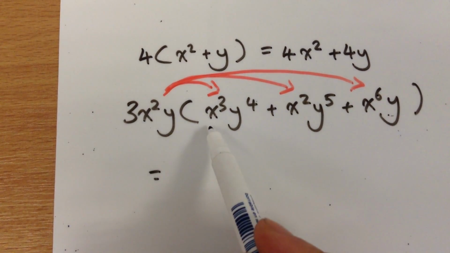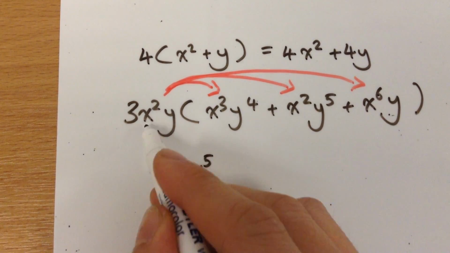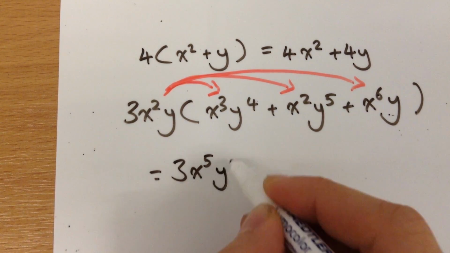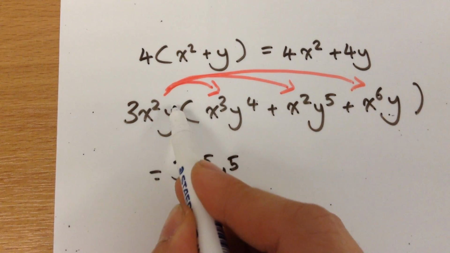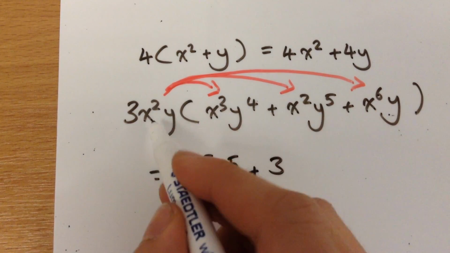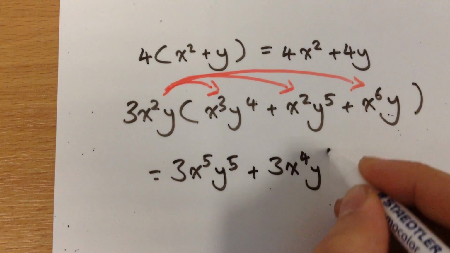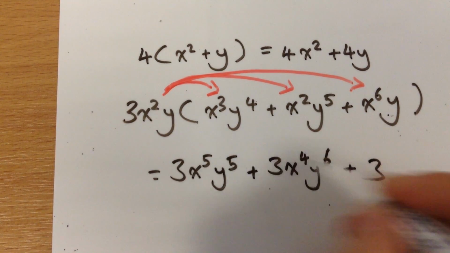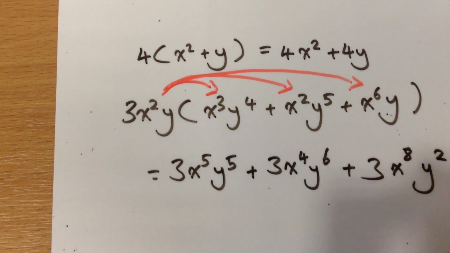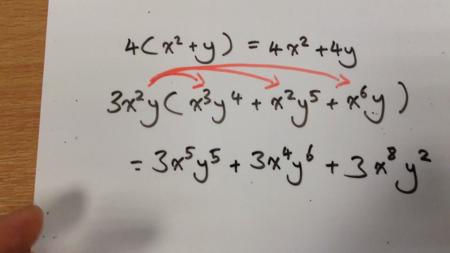3x squared y times x cubed y^4 is 3, x squared times x cubed is x to the power 5. When you multiply indices, you add the power. 2 plus 3 gives you 5. y times y^4 is y^5. Again, when you times indices, you add the power. 1 plus 4 gives us 5. 3 times x squared times x squared gives us x to the power 4. y times y^5 is y to the power 6, plus 3x squared times x^6 is x to the power of 8. y times y is y squared. And it is that easy.